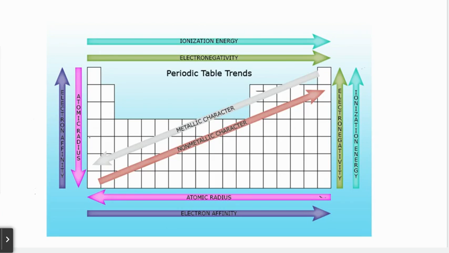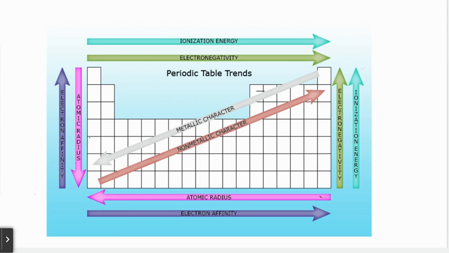Today, we are going to learn about trends on the periodic table of the elements. Now, when I say trends, some of them include the noble gases, but some of them do not include the noble gases. So, for our purposes in honors chemistry, we're just going to exclude the noble gases. And let's talk a little bit about definitions first.